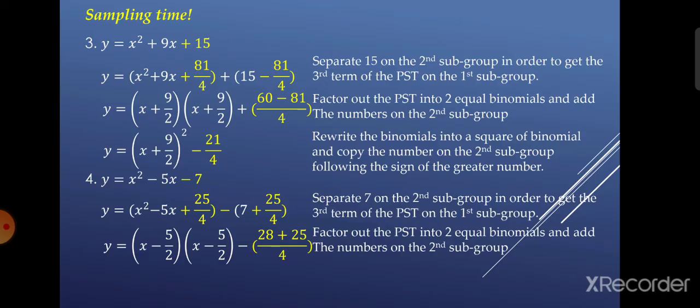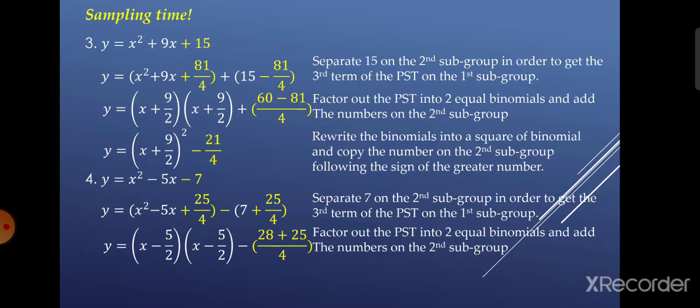Then again, same as number 3. Sir, the 7 plus 25 over 4 becomes 28 plus 25 over 4. Where did it come from? Put the whole number 7 over a denominator of 1: 7 over 1 plus 25 over 4. The common denominator of 1 and 4 is 4. To get the common numerator, that is exactly 4. The 4 divided by 1 is still 4.